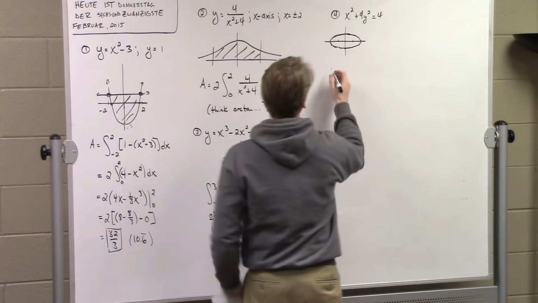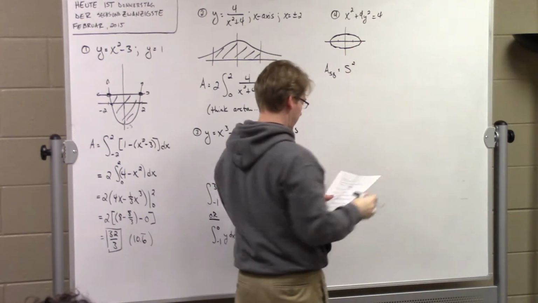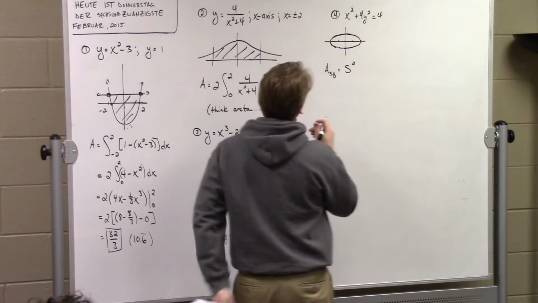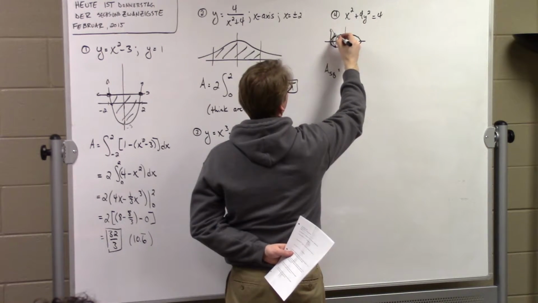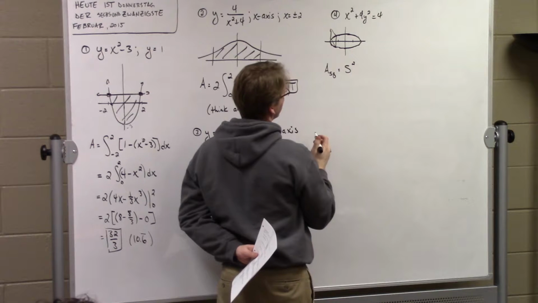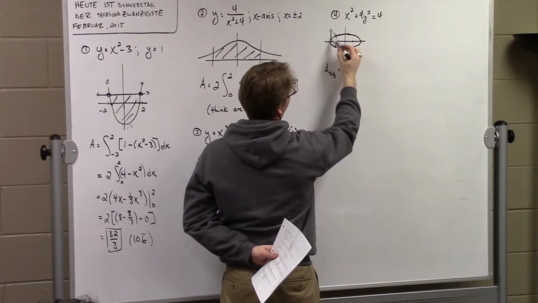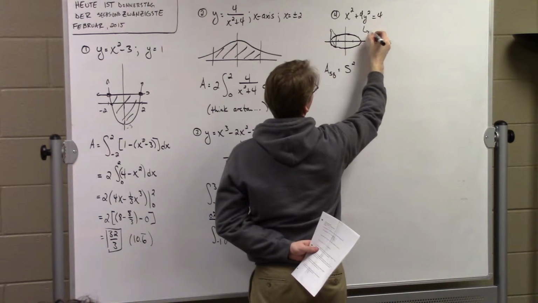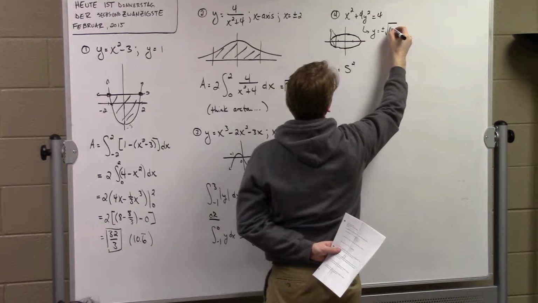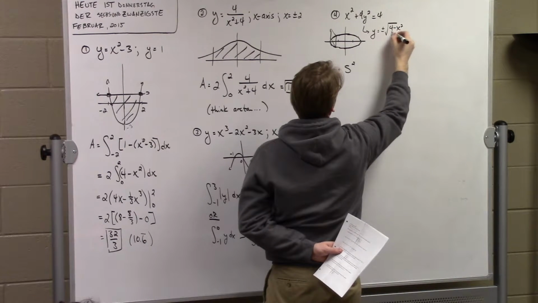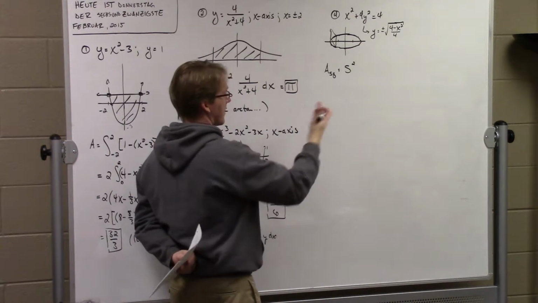Okay, let's talk area. Area of a square is side squared. So the side length is going to be the distance from there to there. My square is popping up out of the board. That length is going to be twice whatever one of the roots is. If you solve this, you're going to get y equals plus or minus the square root of (4 minus x squared) over 4. That's the top and the bottom half.